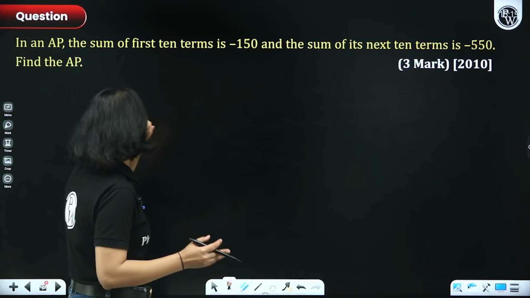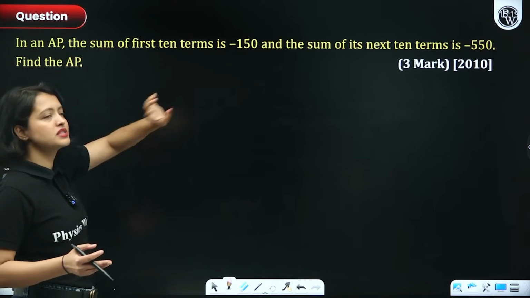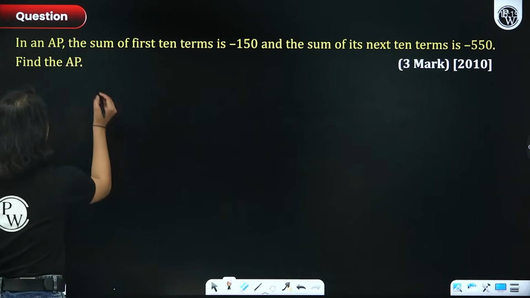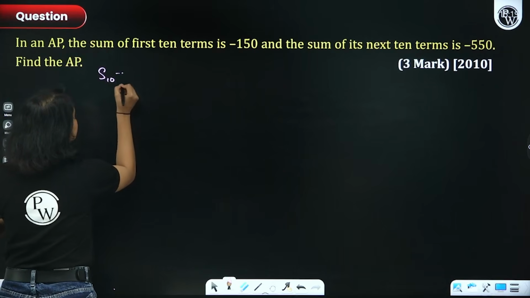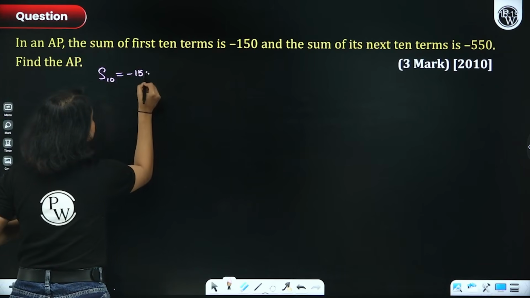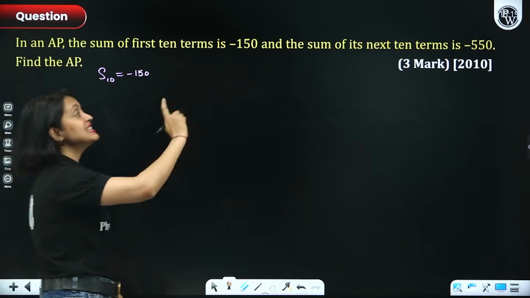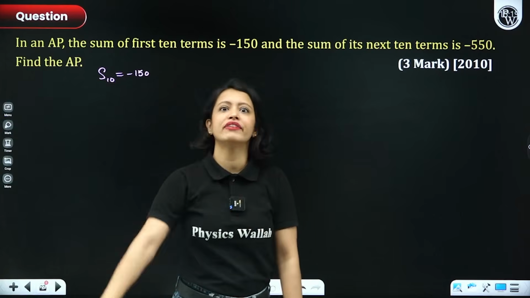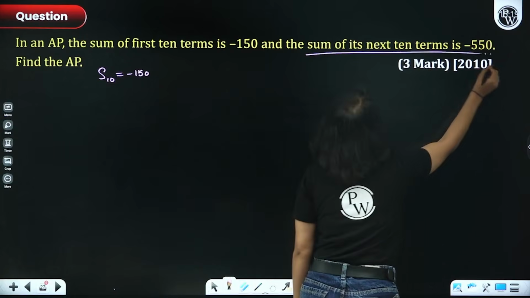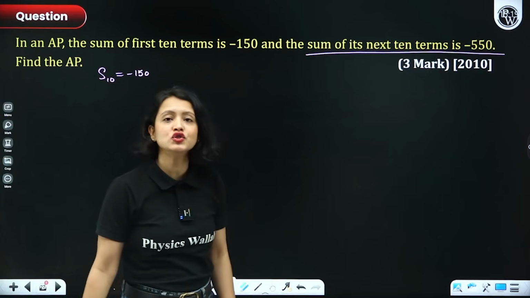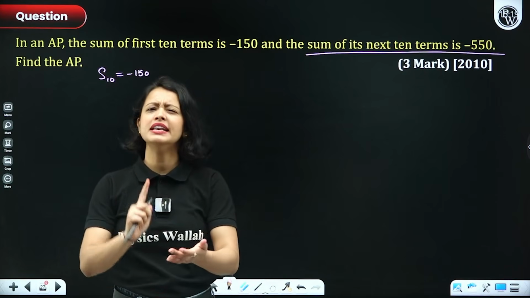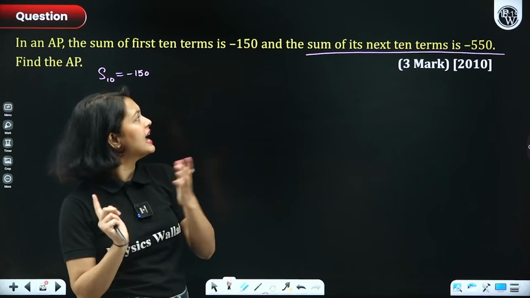Okay? And this is quite an interesting problem and it will teach you a lot. Chaliye. The sum of first 10 terms is negative 150. So I just write this down. S10 is given, negative of 150. That's simple. The sum of its next 10 terms is negative 550. Now this here is the important part and the part where a lot of students get stuck. Sum of next 10 terms.